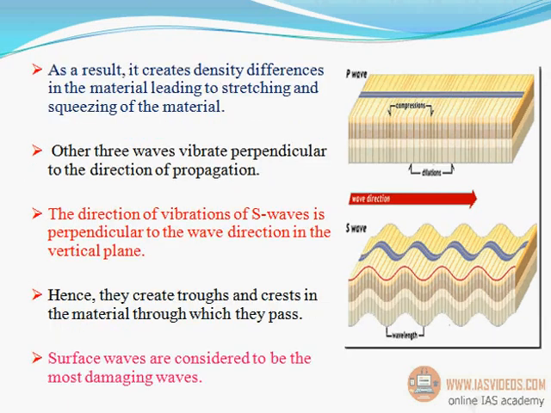As a result, it creates density differences in the material, leading to stretching and squeezing of the material. The other three waves vibrate perpendicular to the direction of propagation. The direction of vibrations of S waves is perpendicular to the wave direction in the vertical plane. Hence, they create troughs and crests in the material through which they pass. Surface waves are considered to be the most damaging waves.